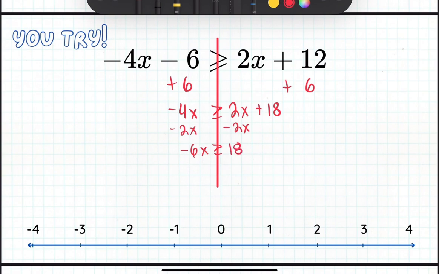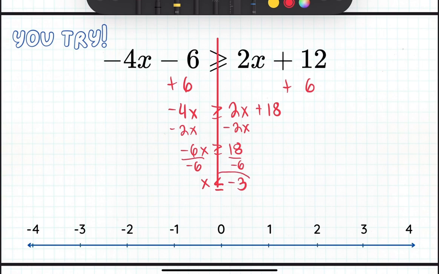And the last thing I'm going to do is simply solve like normal. I'm going to divide both sides by negative 6, but keep in mind that whenever we divide or multiply by a negative, the sign has to flip. And so we get x is less than negative 3.